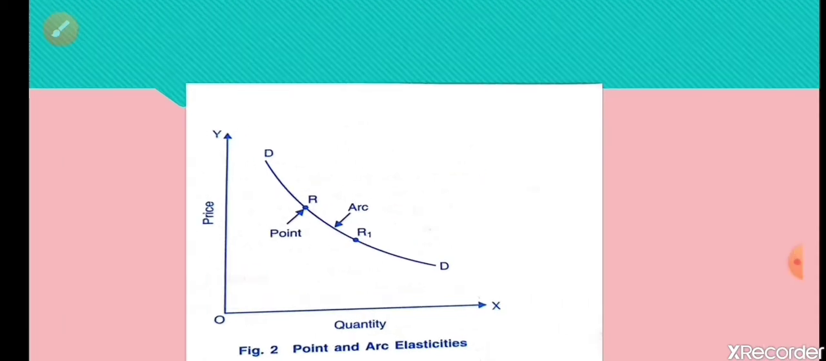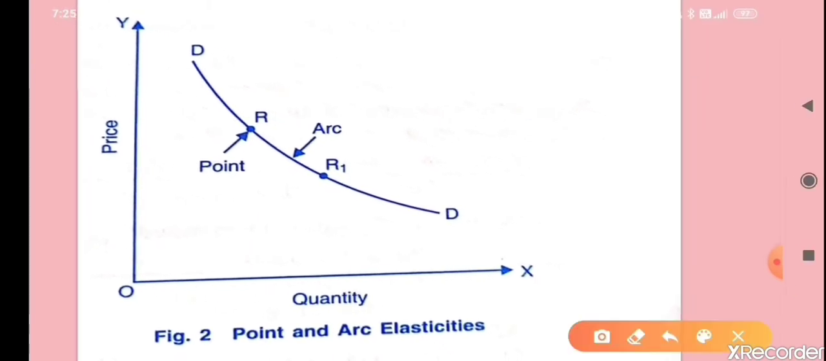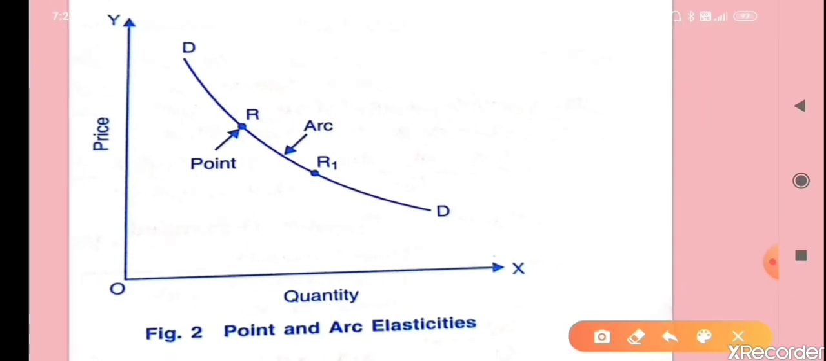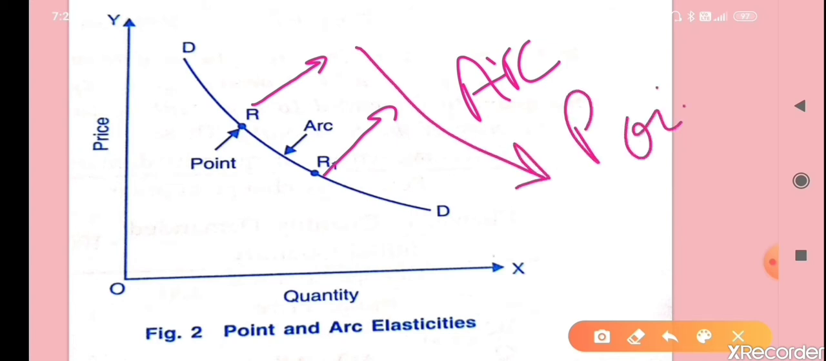Here we have taken a graph. In this graph, if we take the elasticity between these 2 points, that will be arc elasticity. And if we are discussing point R, this will be point elasticity. So let me explain point elasticity.